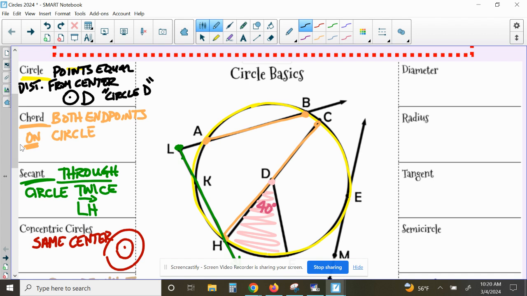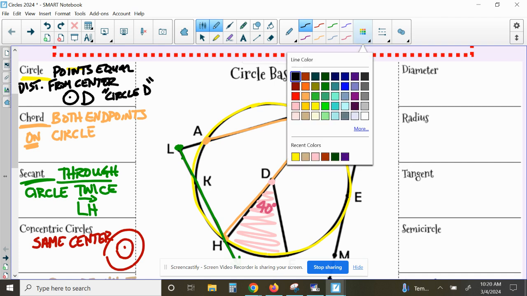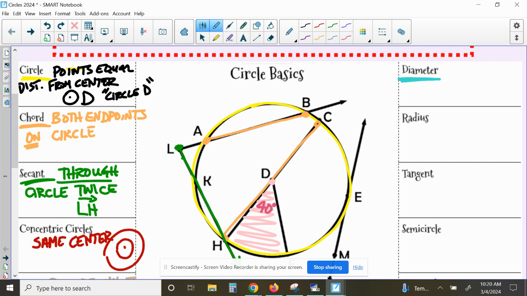Diameter. I'm going to go light blue. Let's do this light blue. It's a beautiful color. I really like that color. It's like Mikey's water bottle. Ish.